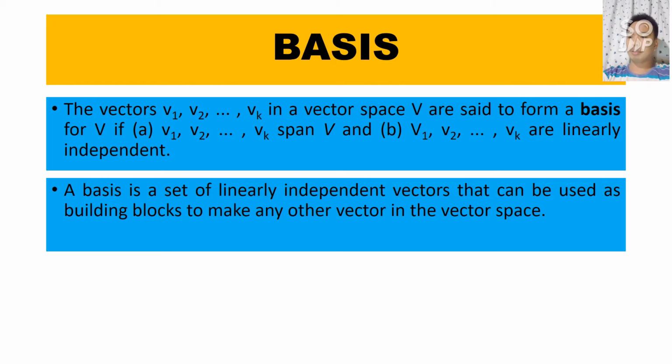Basis. The vectors v1, v2, until vk in a vector space V are said to form a basis for V if v1, v2, until vk span V and v1, v2, until vk are linearly independent. In other words, a basis is a set of linearly independent vectors that can be used as building blocks to make any other vector in the vector space.